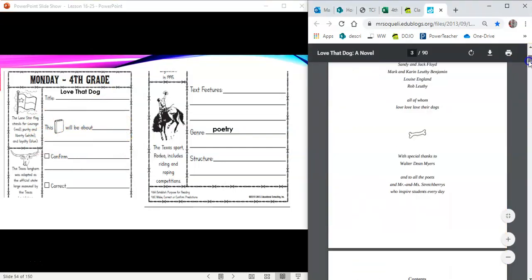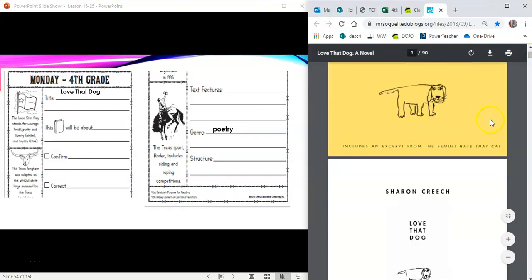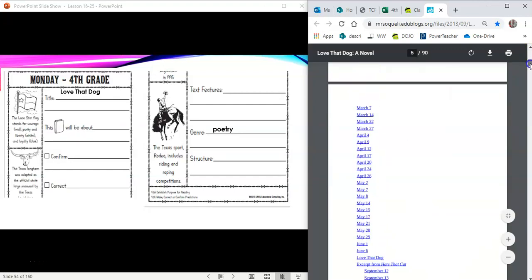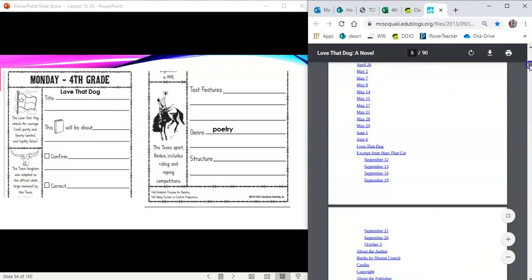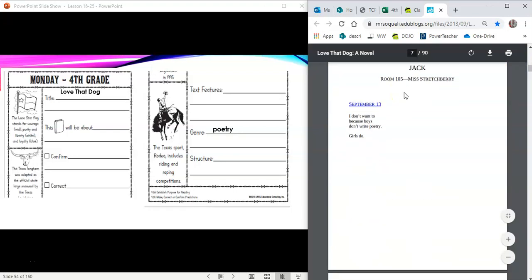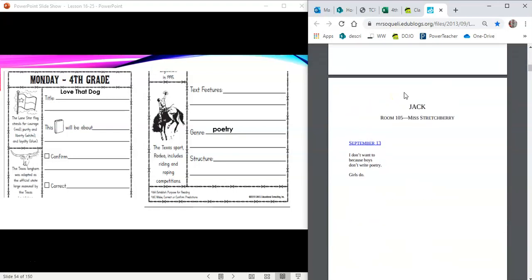So once we open it to the first page, I see a dedication. I see, what is this called, boys and girls? I see an illustration. I see the name of the author or the speaker or the poet. As I keep going, I see several dates. Okay, so first of all, I stumble upon the first page and I automatically see Jack. So I know I have a name of a character. Then it says room 105, Miss Stretchberry.